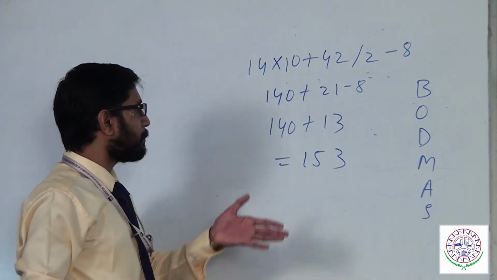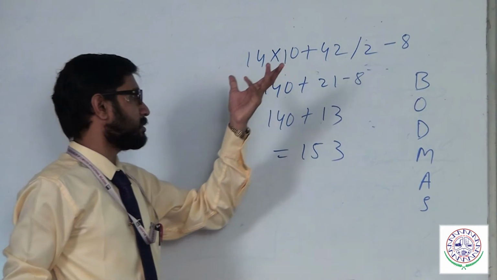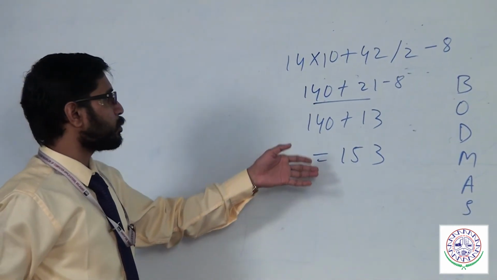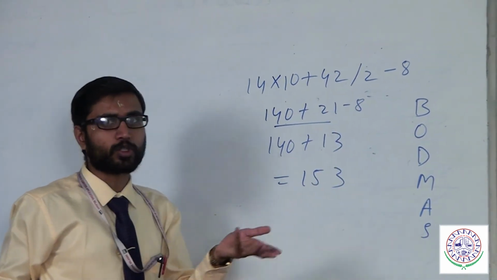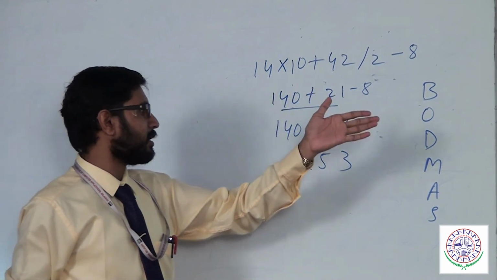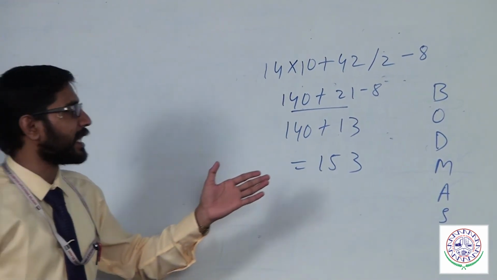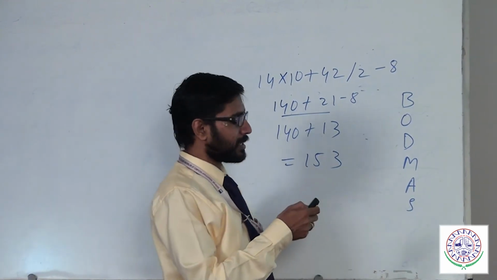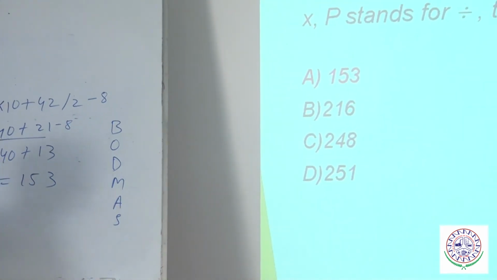Because I am explaining, I am taking too much time. Otherwise you can directly arrive at this step, and in 2 or 3 steps you can easily get it. 21 minus 8 you can also calculate orally, that is 13. So 140 plus 13 is 153. You can easily get the answer as 153. So the answer for this question is option A, that is 153.